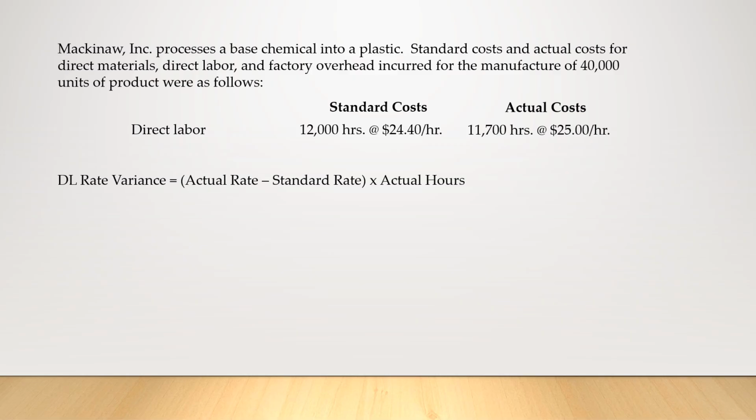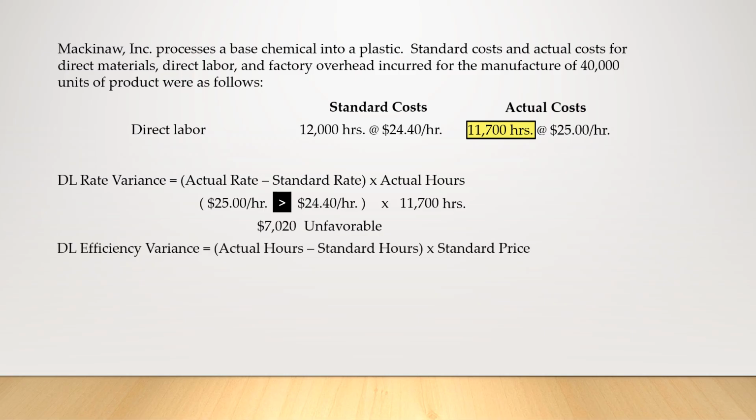Of course, you could have determined these amounts using the formulas. Take the difference of the actual rate and the standard rate, 60 cents. Then multiply it by the actual hours of 11,700. The result is still $7,020 unfavorable because the actual rate is greater than the standard rate.